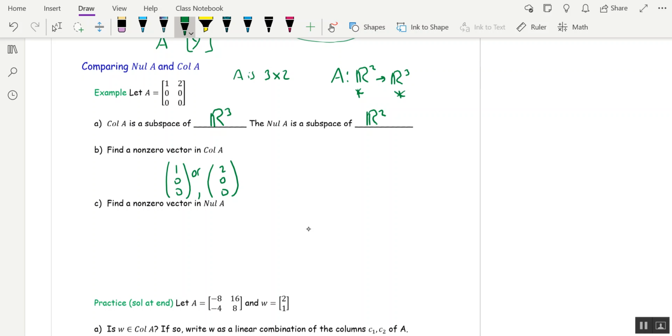Find a non-zero vector in null A. I say non-zero because, of course, 0, 0 is automatically going to be in null A because A times 0, 0 will be the zero vector, but we want a non-zero vector. So we want a non-zero solution of AX equals 0. So we're going to augment A with the zero vector.